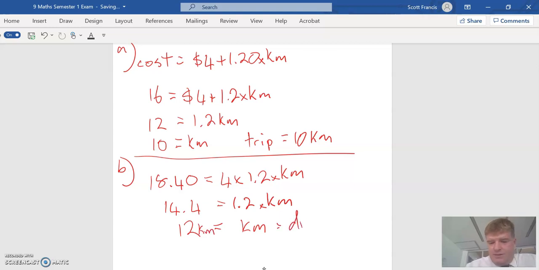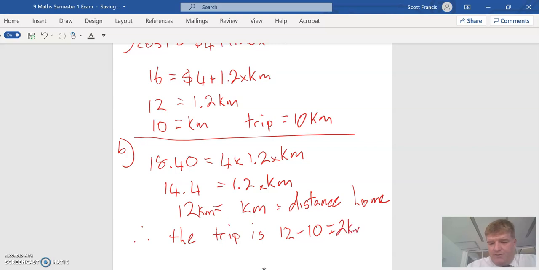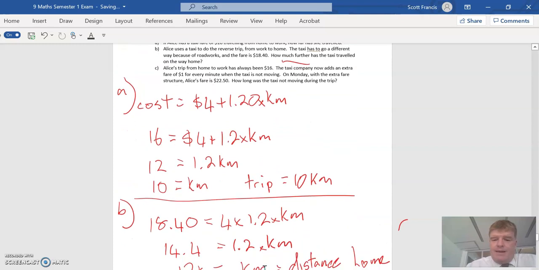Equals distance. Now we've got to be careful here we answer the question properly, because it asks us how much further. Therefore, the trip is 12 minus 10. This trip is 12 kilometres, original trip is 10 kilometres, so it's 2 kilometres further. Okay.